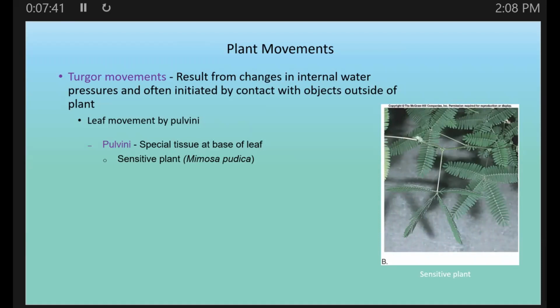And so when you touch the little leaflets, they close up really rapidly. And that's due to turgor movements. You have a very rapid shift in turgor pressure, and that causes the leaflets to fold up. And it's fun to play with. Just if you get a sensitive plant, don't play with it too much for too long, all in one sitting, because it's kind of tiresome after a while. So be careful about that.